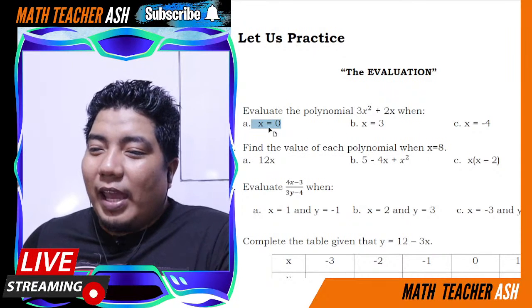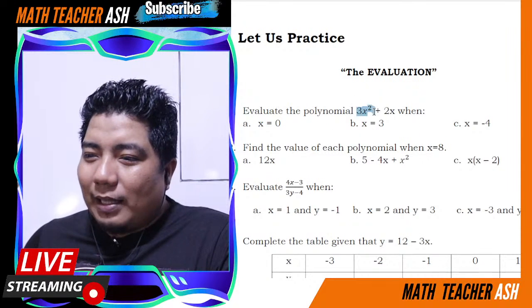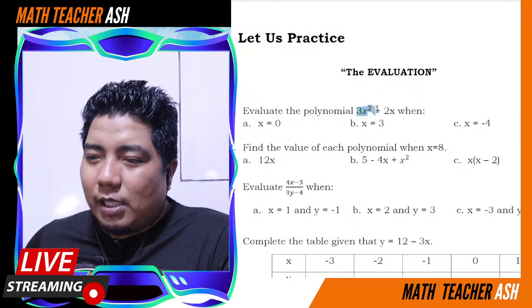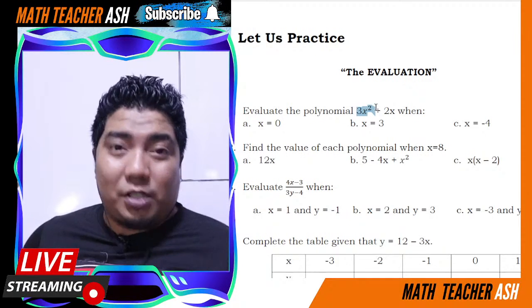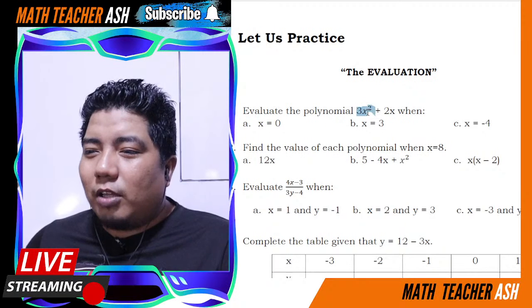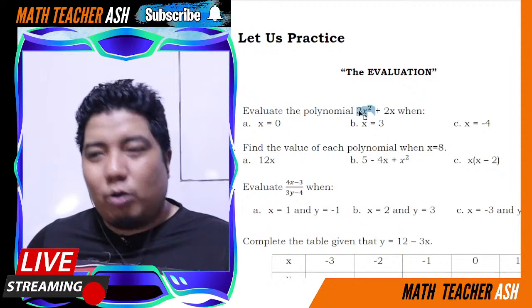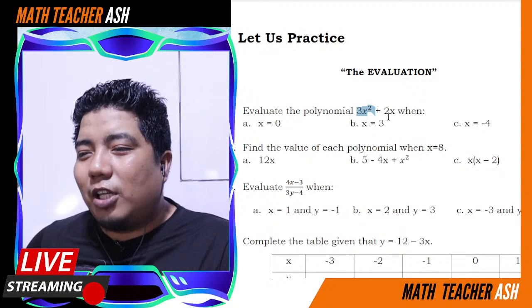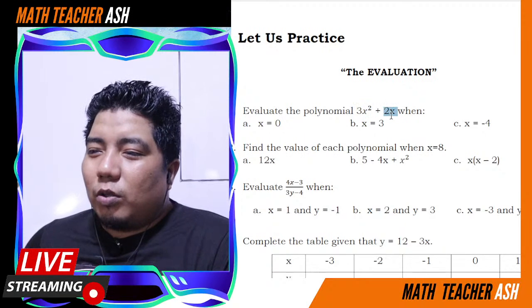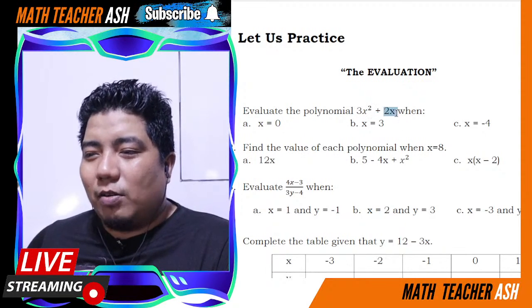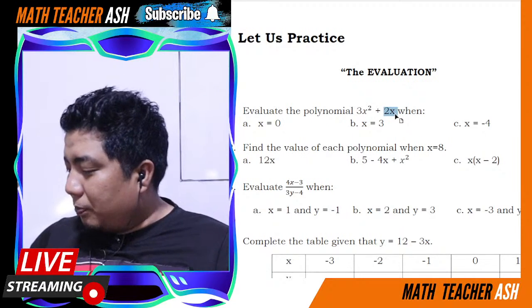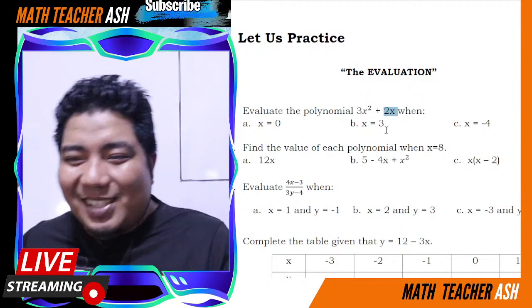So, we have x is equal to 0. So, papalitan ko to ng 0. So, 3 times 0 squared. Ano ba ang 0 squared? Of course, 0 times 0 is 0. So, 0 na ito. 0 times 3, 0 pa rin. Okay, so 0 na ako dito na part. I have here 2 times 0, 0 pa rin. So, 0 plus 0, of course, 0. May sagot na kayo sa letter A.